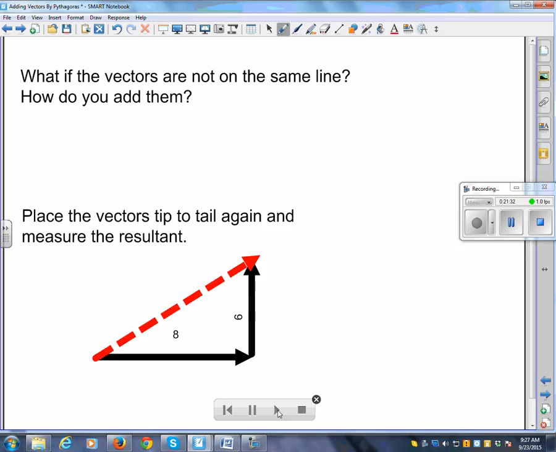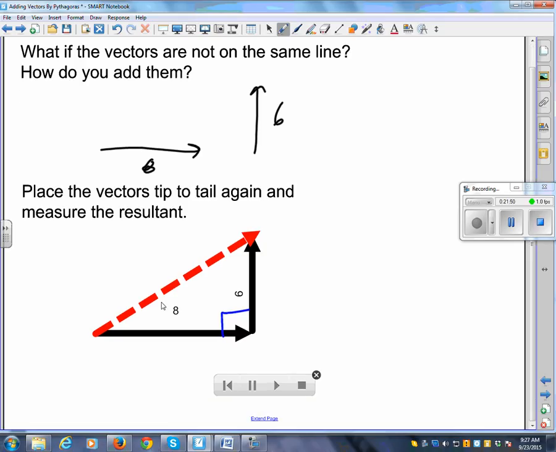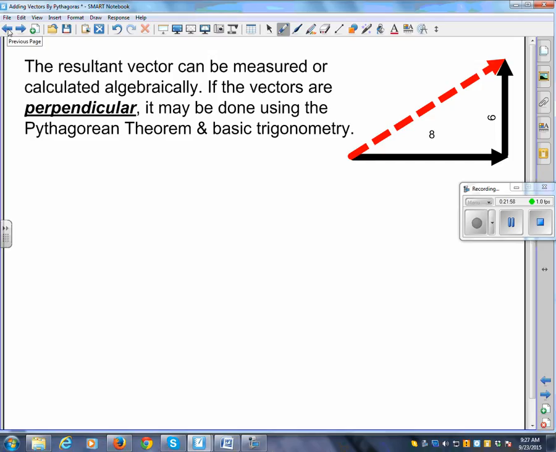Could use a ruler, but because these vectors are at a right angle, they're perpendicular, we can use our old friend Pythagoras. He's really old. He's dead. So how would I do that here? What's the rule? How do I solve it? Who remembers Pythagoras? The resultant vector can be measured or calculated algebraically if the vectors are perpendicular.